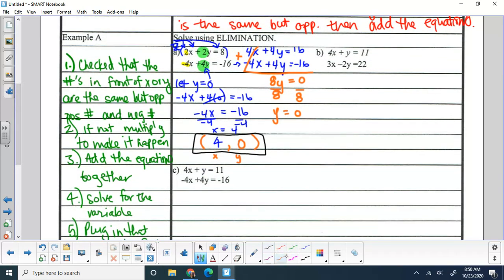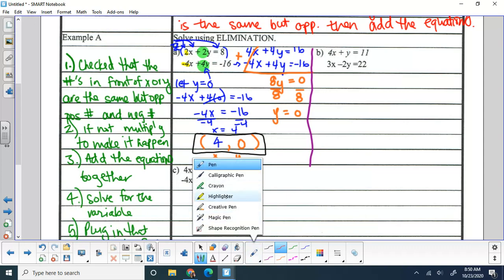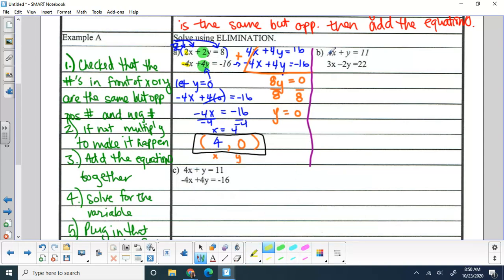All right, let's go ahead and take a look at the next problem. So I'm just going to draw a little divider here so that we know this problem is all over here. All right, so in the next problem, again, I'm going to take a look at the numbers that are in front of both the x's as well as the numbers that are in front of the y's. Those are the variables that we want to have add to 0, which means they need to be the same number but the opposite sign. In this case, neither one of them are the same number, but the y's are already opposite.